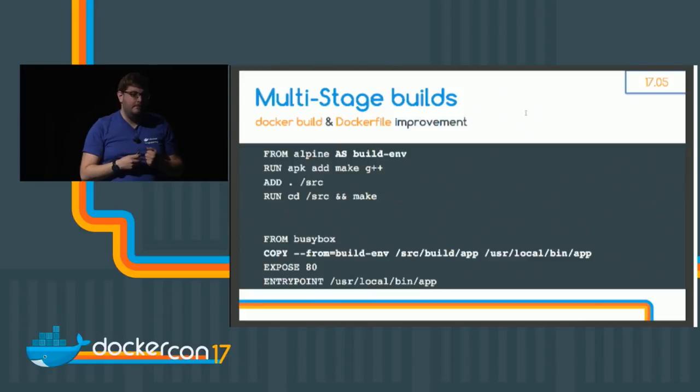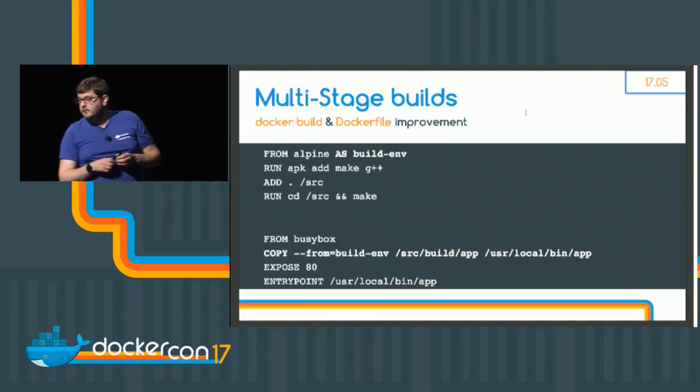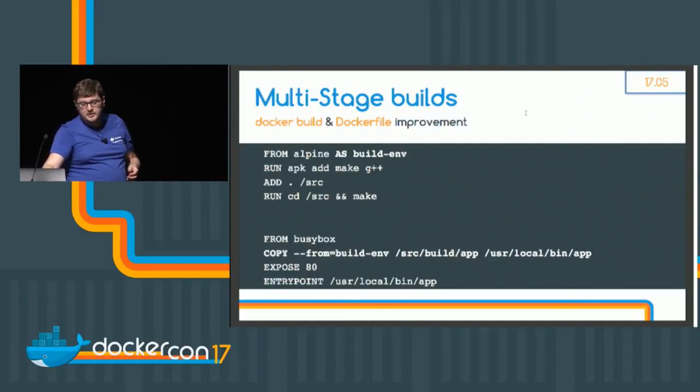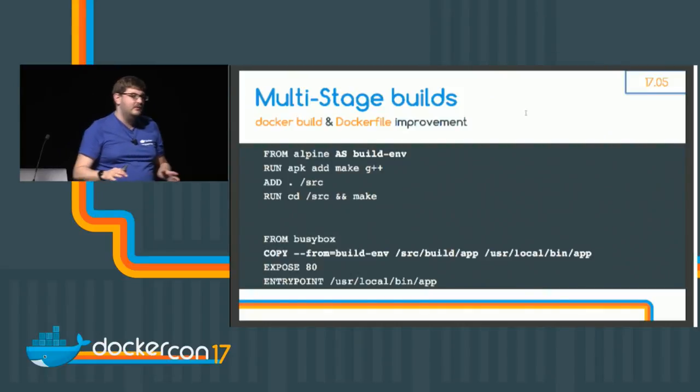Right, because even in this example, it's all one file, but you're copying from the first file, and actually you're assuming things about Alpine at this point, because Alpine got pulled in there. So yeah, here I'm assuming that my Makefile is going to put the application in SRC build app.